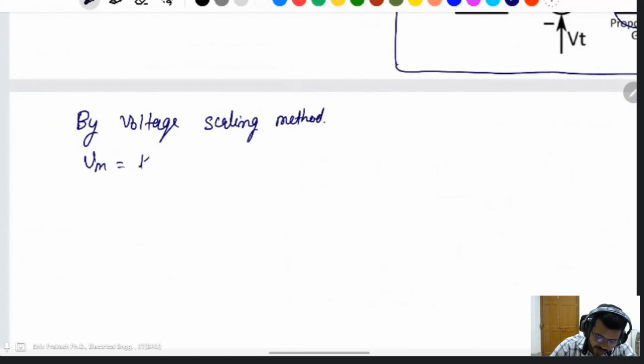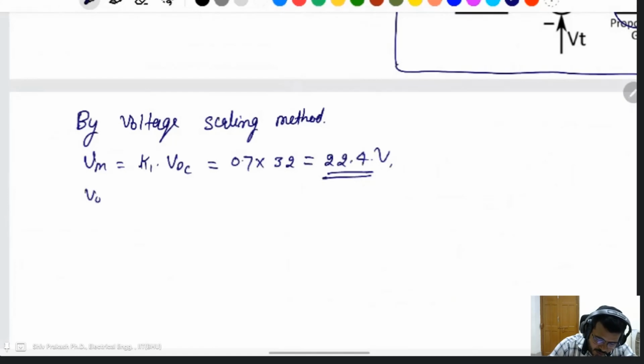Vm is equal to K1 into VOC. K1 is given as 0.7, VOC is 32 volt. Then this will be 22.4 volt. The output is given as 15 volt. This is a buck-boost converter.